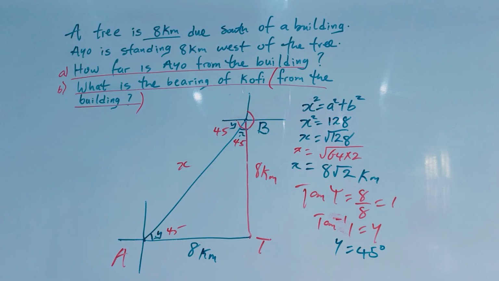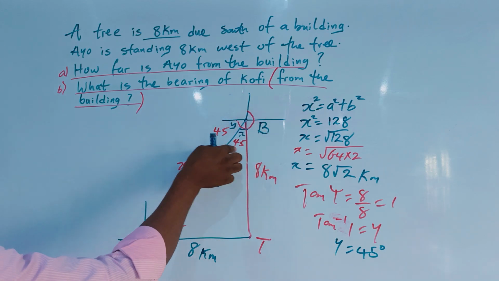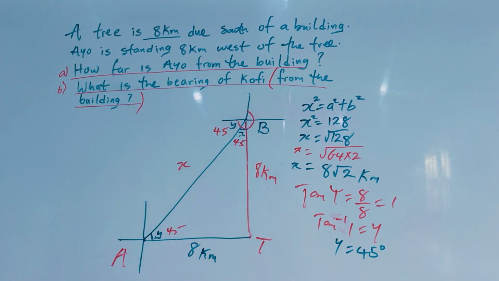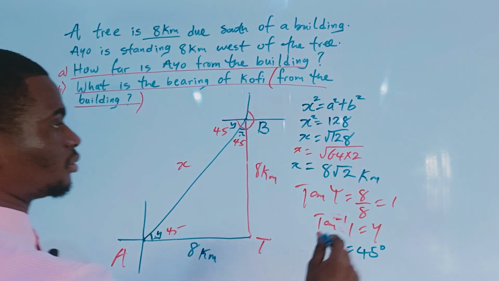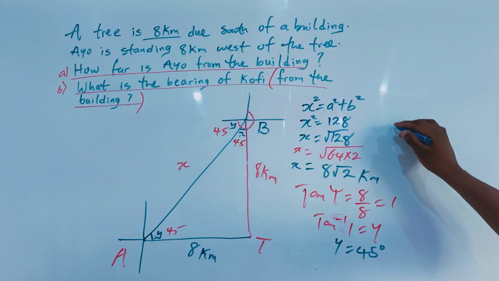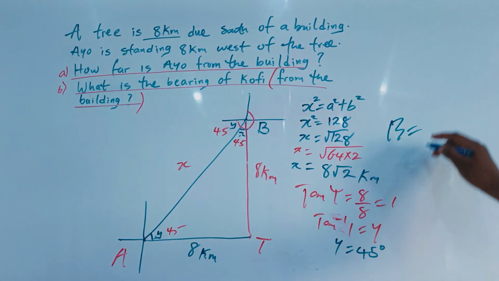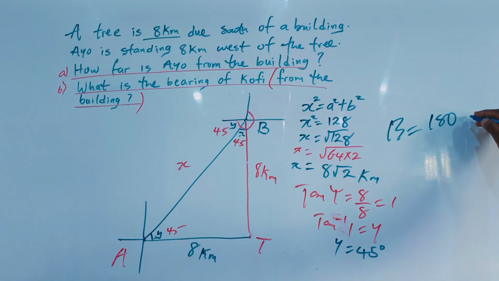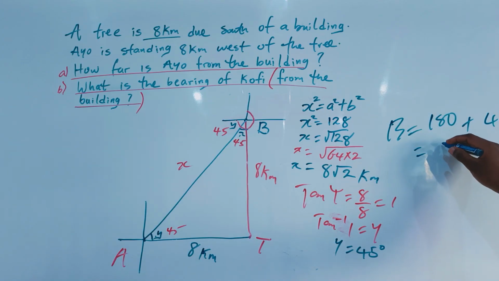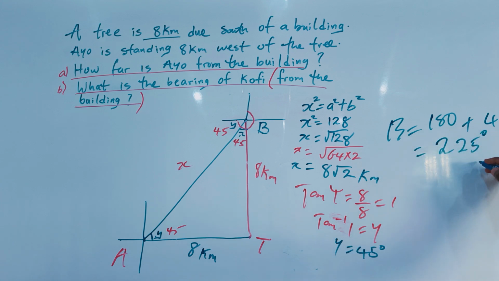So then I can figure out the total bearing. Okay, so the bearing over here, the required bearing will simply be 180 plus 45, and that gives 225 degrees. So that's the bearing of Kofi from the building.